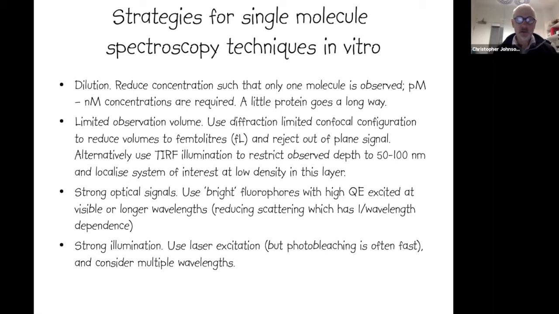And finally, we also use strong illumination sources such as lasers, and lasers can give problems with very high illumination fluxes, and we can get a lot of photo bleaching. So we should bear that in mind, and also, if we can, consider using multiple wavelengths.